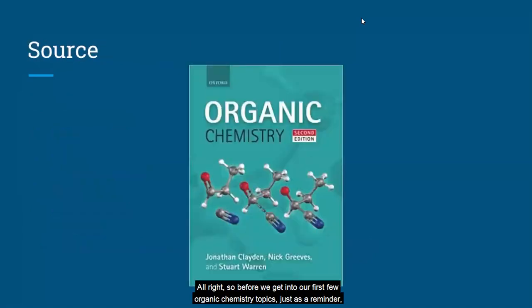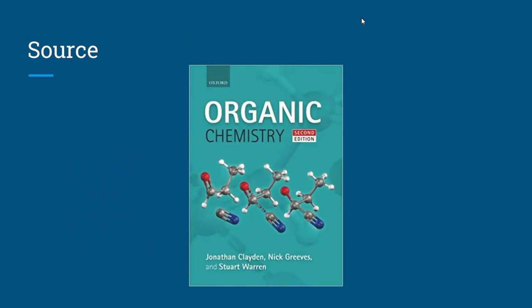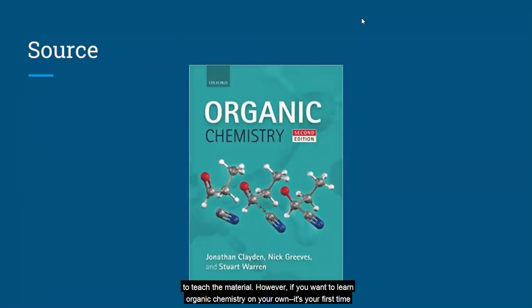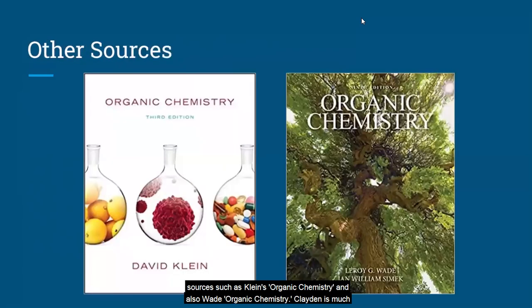All right, so before we get into our first few organic chemistry topics, just as a reminder, in this video series, I will be using Organic Chemistry by Clayton to teach the material. However, if it's your first time learning organic chemistry and you want to learn on your own, Clayton is a little bit advanced, so I'd recommend starting with other sources, such as Klein Organic Chemistry and also Wade Organic Chemistry. Clayton is much more advanced, but these textbooks are more suited for the beginner in organic chemistry. So depending on your comfort level with these topics, feel free to start studying with either textbook.